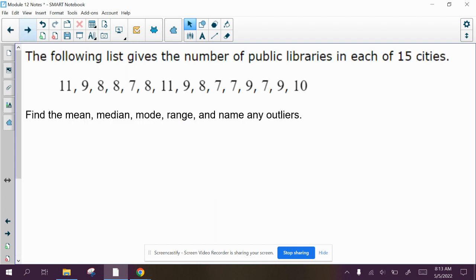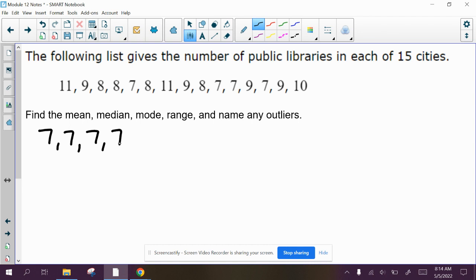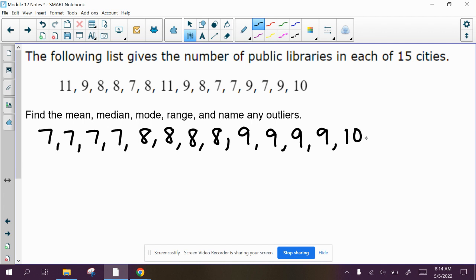Next, we have the following list gives the number of public libraries in each of 15 cities. Find the mean, median, mode, range, and name any outliers. So the very first thing we have to do is put them all in order numerically. Now I did this ahead of time, so I'm just going to tell you how many of each occur in the order. We have 4 7s, 4 8s, 4 9s, a 10, and an 11. So that's all of it ordered numerically.